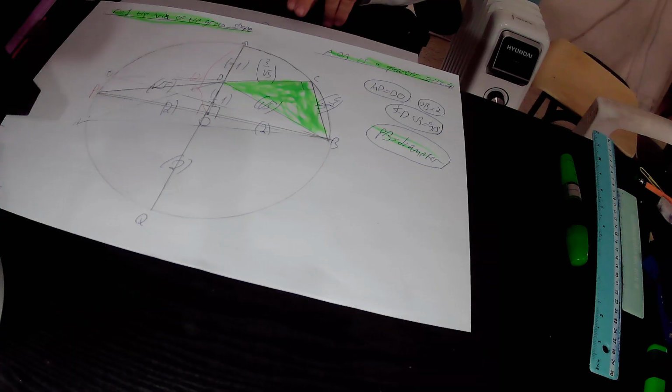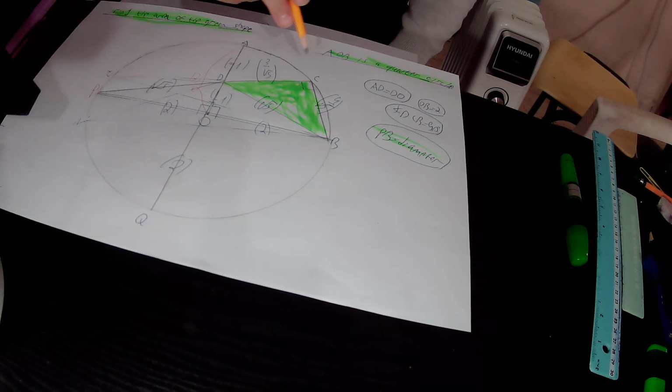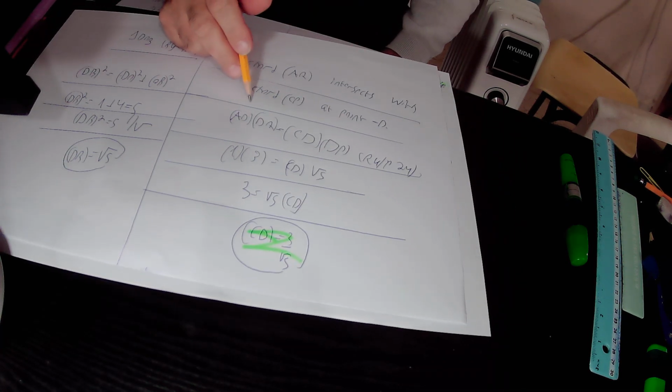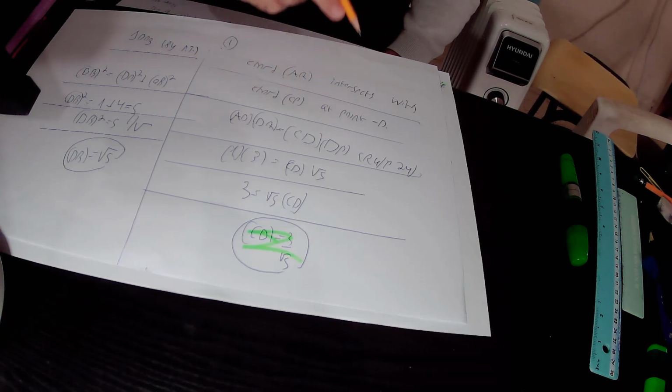According to rule 24, the following equation is true: AD times DQ equals CD times DP. Again, AD times DQ equals CD times DP.